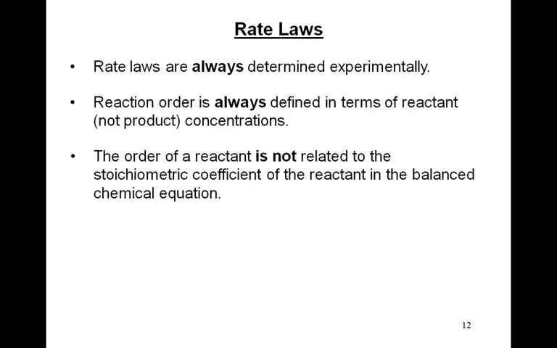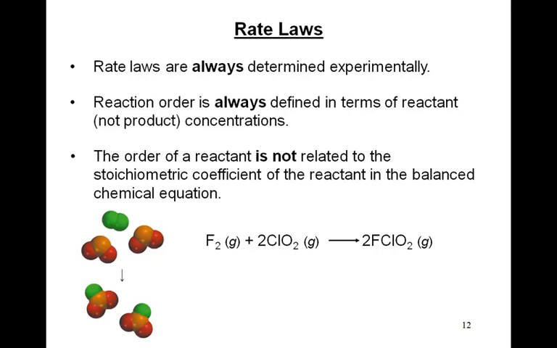The order of the reactant is not related to the stoichiometric coefficient of the reactant in the balanced chemical equation. So for example, in the previous example that we just did, we saw that the rate was equal to K times the concentration of F2 times the concentration of ClO2. The coefficient in front of ClO2 is 2, but of course the value to which the ClO2 concentration is raised is not 2, it's actually 1. So those values of x and y do not correspond to the coefficients of the equation.